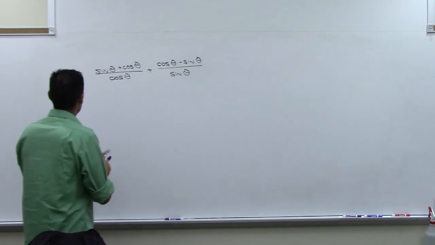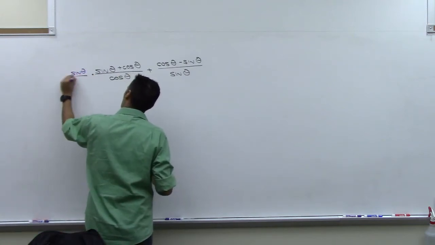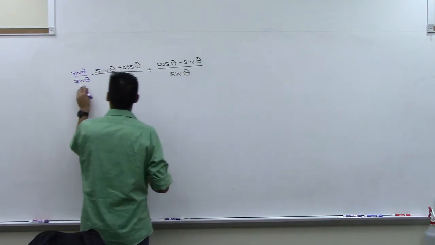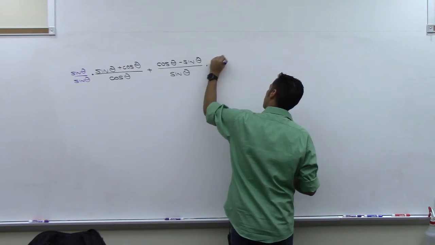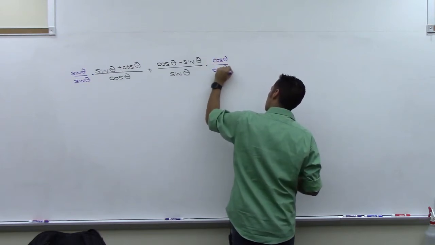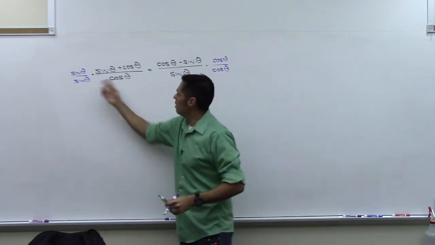So I have some room. I'm going to multiply this fraction by sine theta over sine theta. That way I have a sine and a cosine down here. And on this one, I'm going to multiply by a cosine theta and a cosine theta. That's just me trying to attempt to get a common denominator. So sine theta, cosine theta, cosine theta.